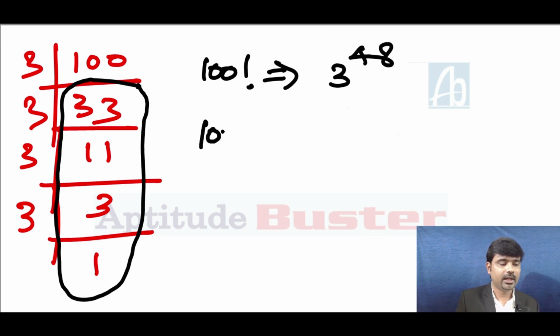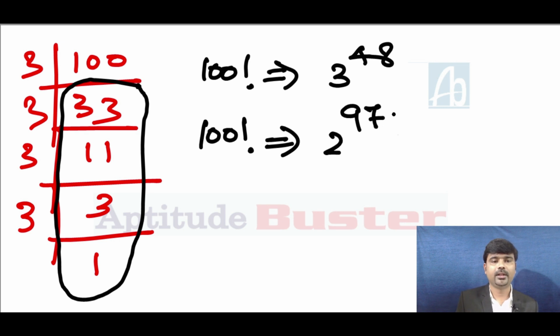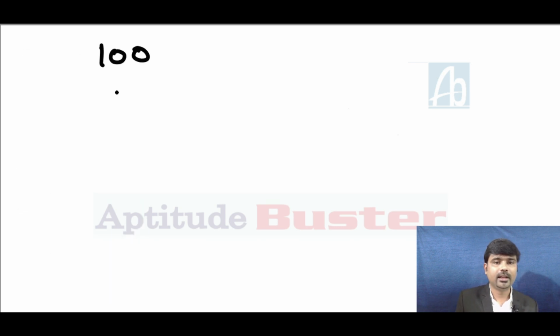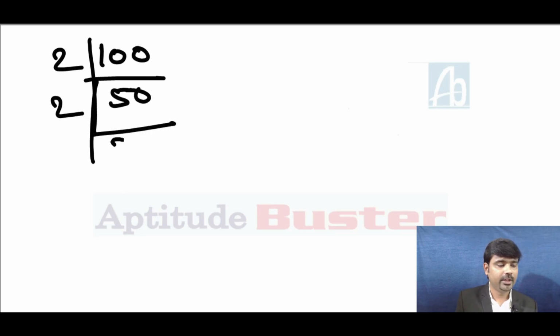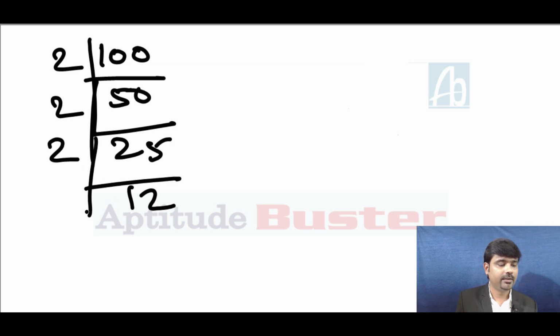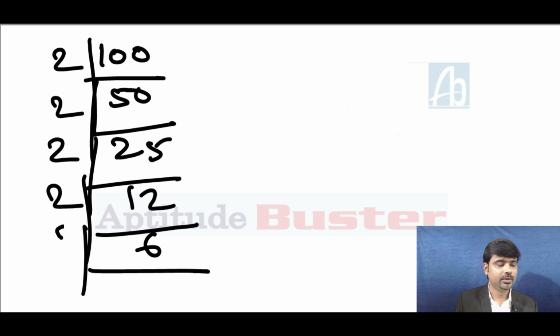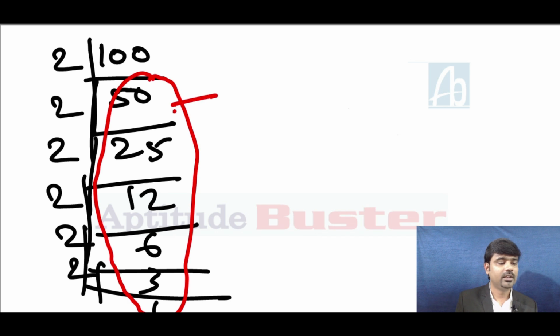The same way, if you count the number of 2s in 100 factorial, actually totally 97 2s are there. But if they ask you the number of 8s in 100 factorial, please don't make the mistake of dividing by 8. Just divide by 2. How many 2s? 100 divided by 2 is 50, again divided by 2 is 25, then 12, then 6, then 3, then 1. So if we add all the values, we get 97, 2 power 97. The number of 2s in 100 factorial is 97.